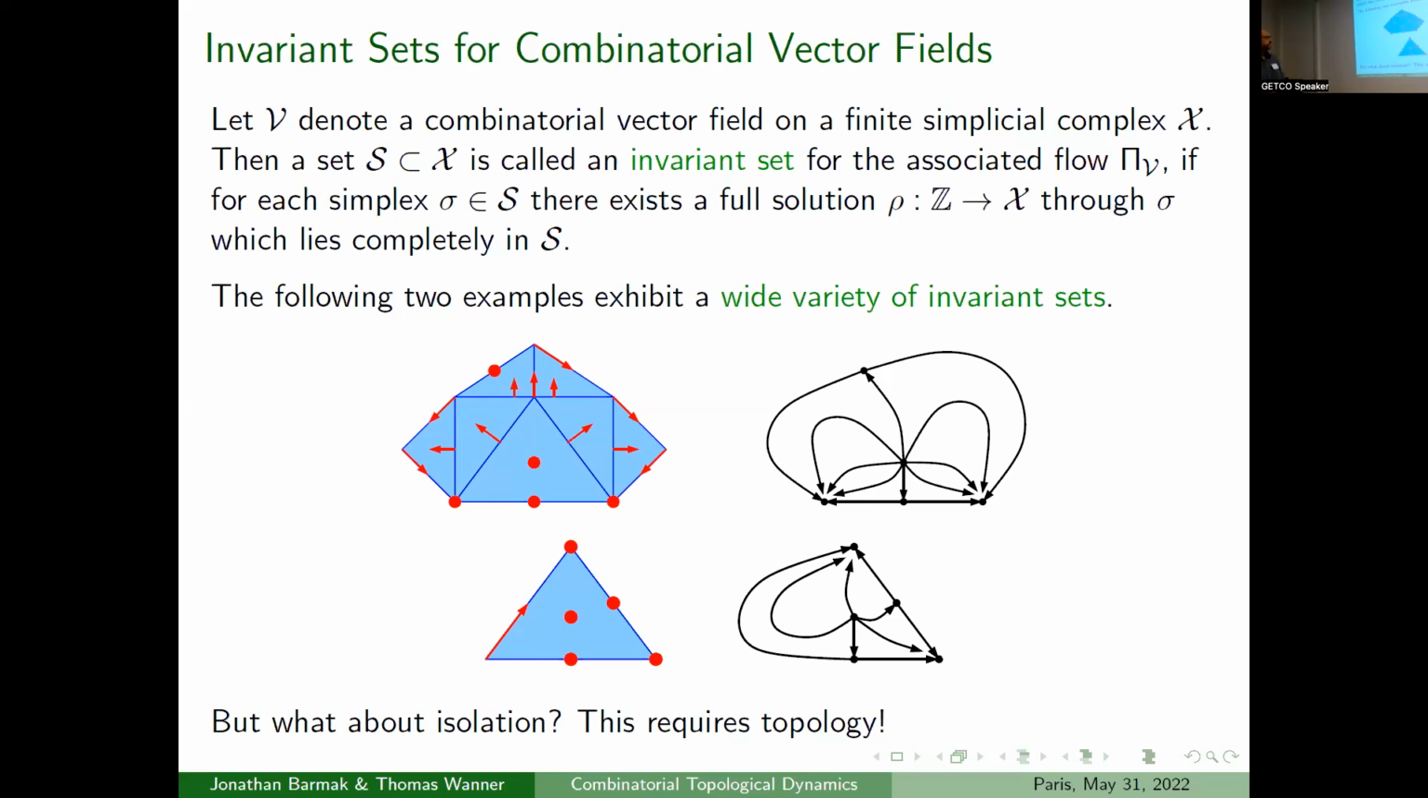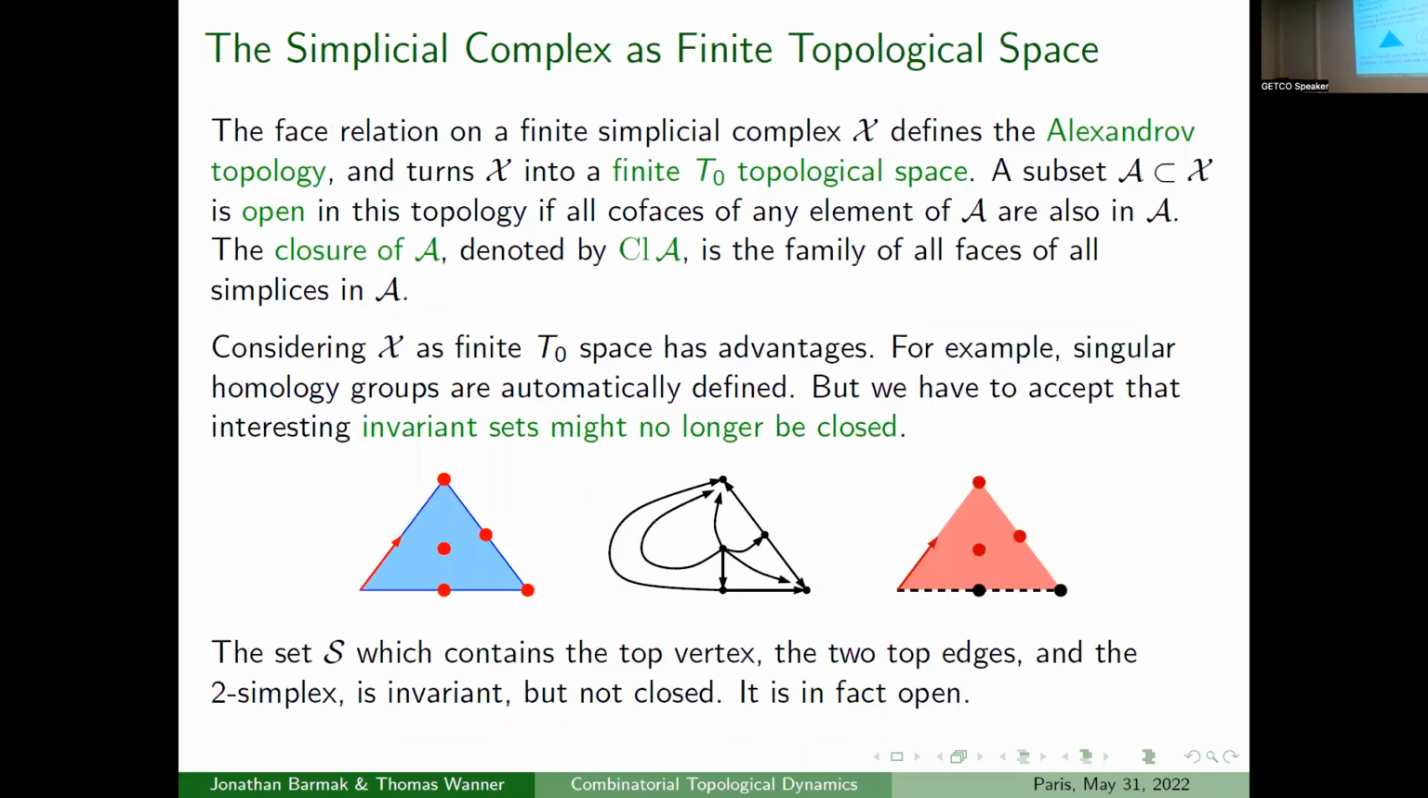So this is the notion of invariant set. If I go back to classical Conley theory, I can't define an index for arbitrary invariant sets. Same turns out to be true in the combinatorial case as well. And in order to describe what is the difference between an isolated invariant set and an invariant set in the combinatorial setting, I need to go to topology. This is now where I'm going into the finite topological space setting that Jonathan talked about.